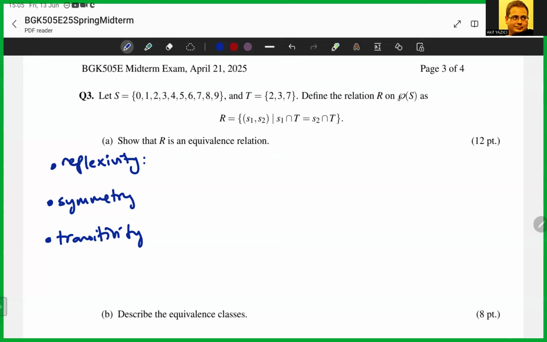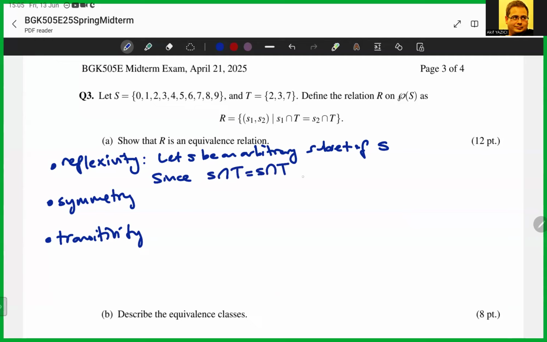Let's say an arbitrary, let S be an arbitrary subset of S, capital S. Okay, then since S intersection T is equal to S intersection T, trivially, the ordered pair (S, S) is an element of R, and therefore R is reflexive. I'm just looking at the definition.